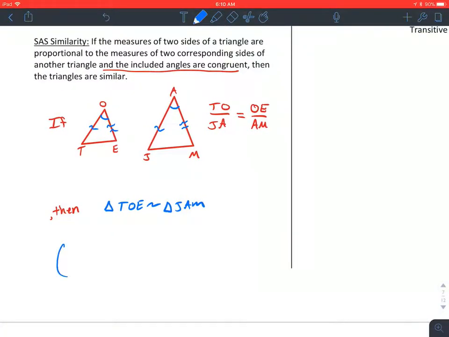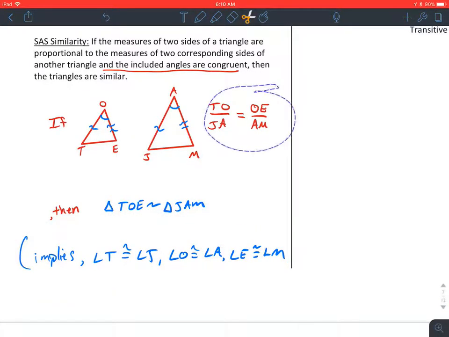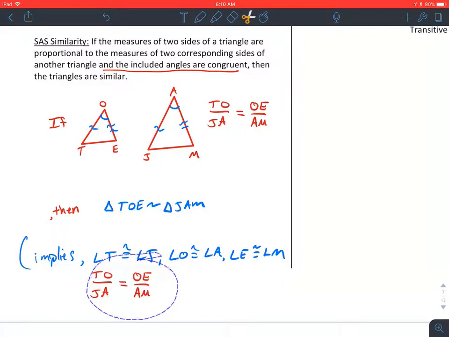Now that implies, once again, since they're similar, that angle T is congruent to angle J, angle O is congruent to angle A, angle E is congruent to angle M. It also implies that this proportion that we had up here is equivalent to the last two pair of corresponding sides written as a ratio.